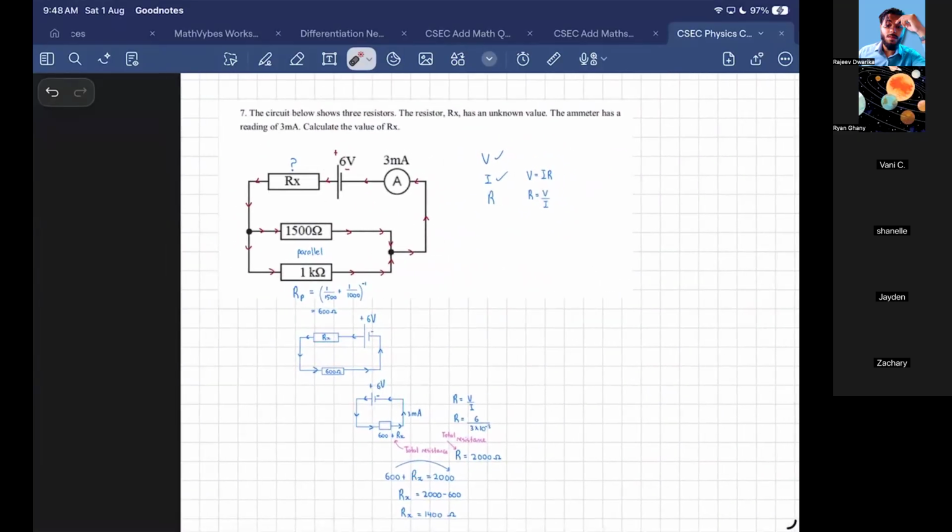Vani, are you okay or no? You shouldn't be scared, if anything is confusing you. Come on. No, sir, I understand the question. Chanel, what's going on? I get it, sir. Okay. So Chanel, you understand that since you're given the total current and the voltage, we could find the total resistance, 2000 ohms? Yes, sir. And then we could reduce the circuit to find the total resistance in terms of Rx. So that's 600 plus Rx. And if you had those two, you could find Rx, right? Rx is 1400. Yes, sir.